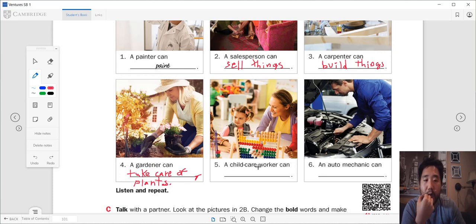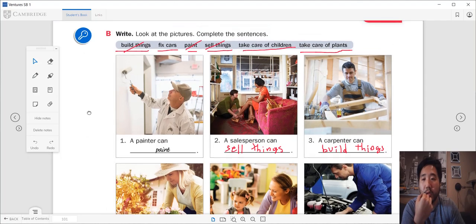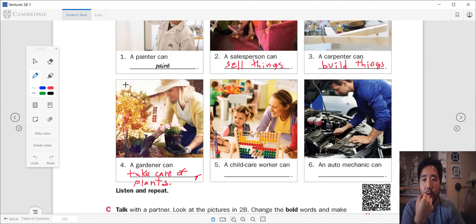Number five, a child care worker can. So child care worker, they're taking care of kids or toddlers right now. And something that fits with that description, the verb is take care of children. There you go. Take care of children.